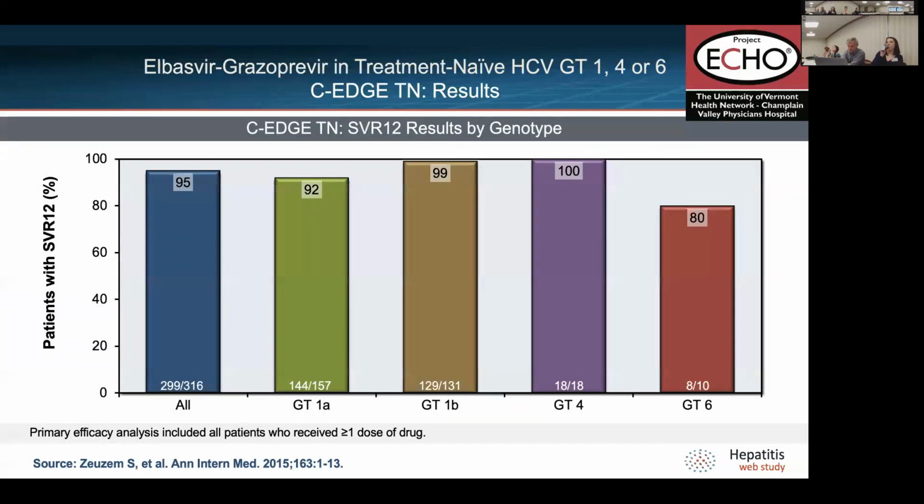And so what they found was that for the most part, they had fairly good success with the exception of genotype 6. Now, admittedly, there were only 10 patients in that group, but they only got an 80% cure rate with genotype 6. Genotypes 1 and 4, they did really well with. And again, we'll get into a little bit of specifics, though this is the one drug where 1A and 1B matters, as opposed to the other drugs we talk about. And you'll see that here in a little bit.